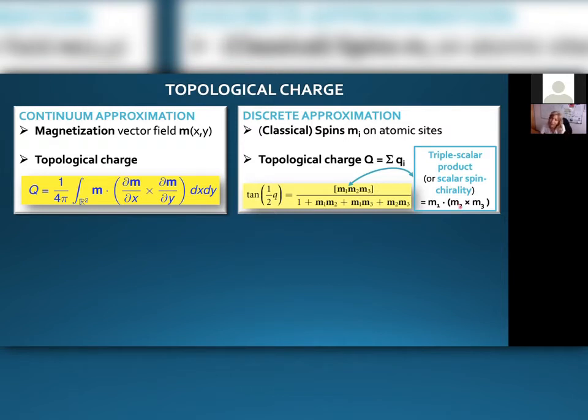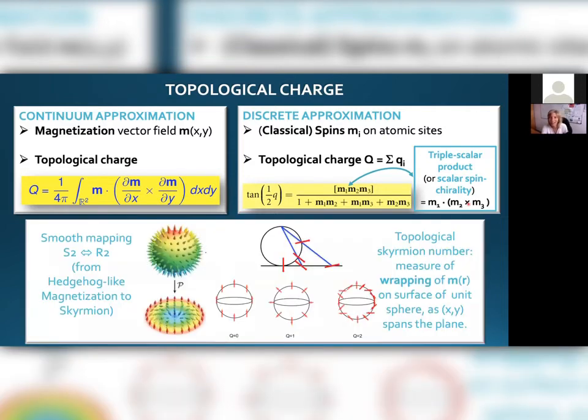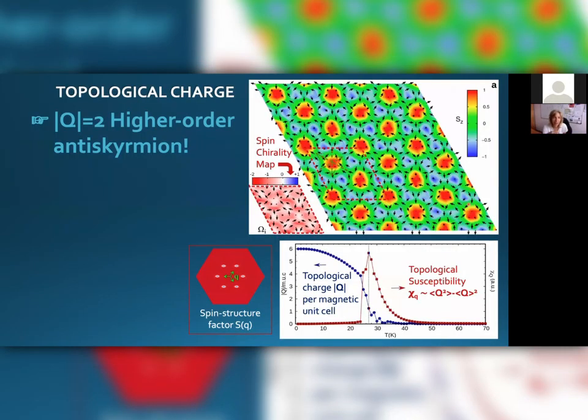So you can immediately see that for scalar spin chirality to be non-zero, you need not only non-collinearity, but also non-coplanarity. This is very important to have a non-trivially topological object. The topological charge gives you a measure of the wrapping of the magnetization on the surface of a unit sphere. If I have Q equal 1, it wraps only once. If I have Q equal 2, it wraps twice, and so on and so forth.